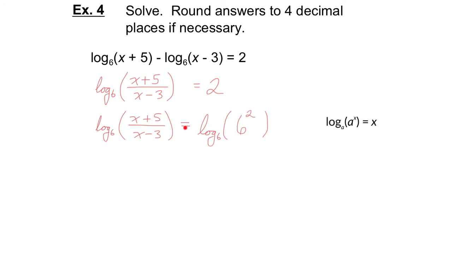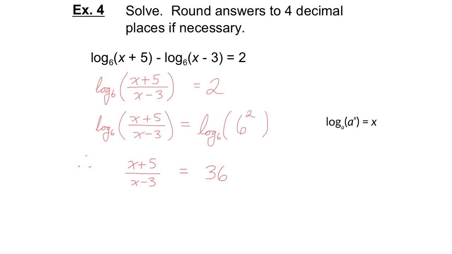Okay, so now I can proceed. I have log base 6 of this equals log base 6 of this. Therefore, this is equal to this. Now I hope you'll realize what I did there. 6 squared is 6 times 6, which is 36. So I just went ahead and wrote 36 to save some space here. Okay, so I have (x plus 5) over (x minus 3) equals 36. This is more manageable now.